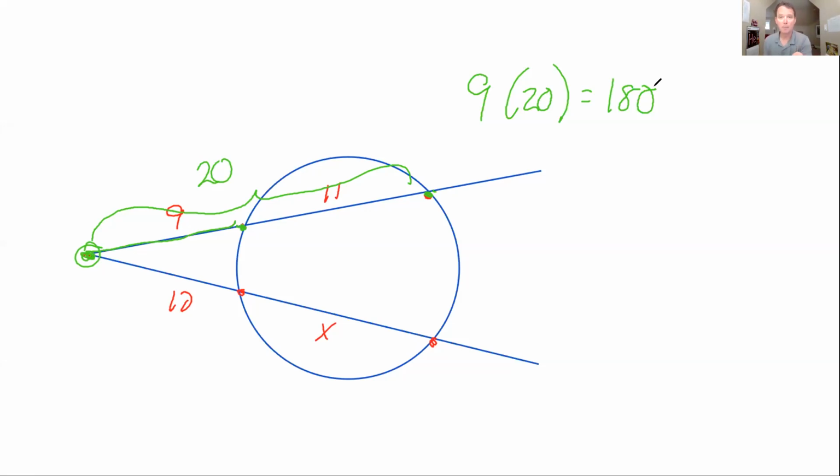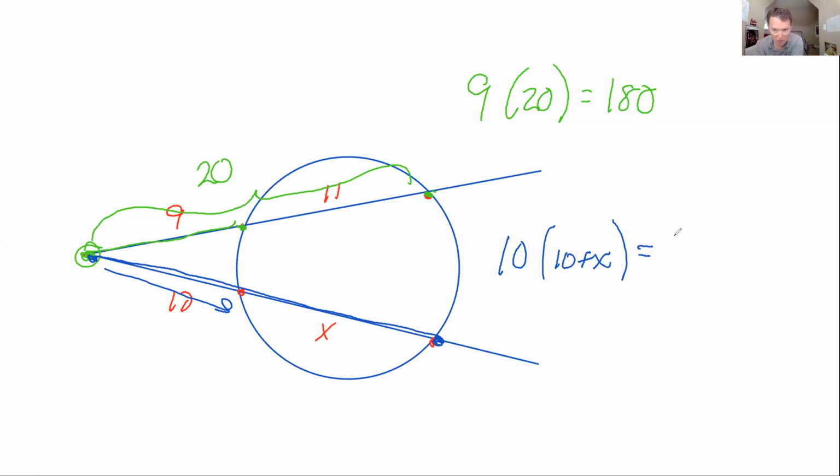So now let's do the other one. What does it look like when I go this way? The first one is 10. I'll do it over here. But now from here all the way to here, it's not x. What is it? It's 10 plus x. And that product also has to equal 180. That's the theorem. The product of the two segments to each side of the circle is the same. So the first one, 9 times 20 equals 180, and the second one, 10 times 10 plus x equals 180. So here we go.